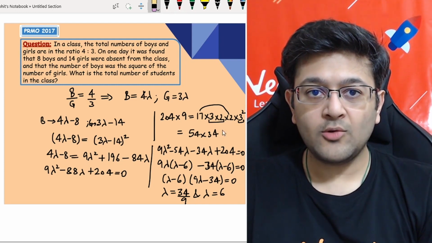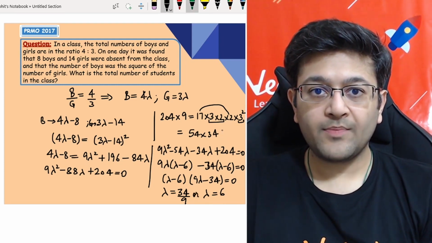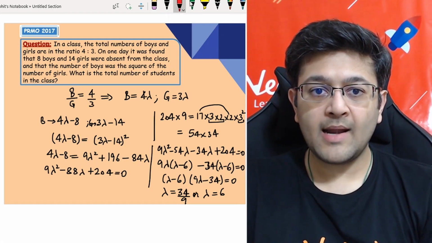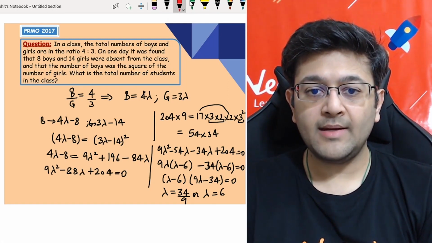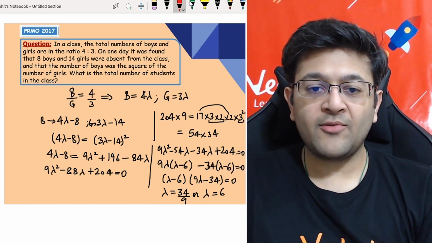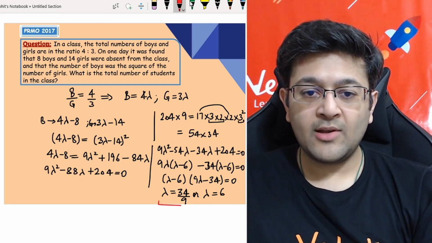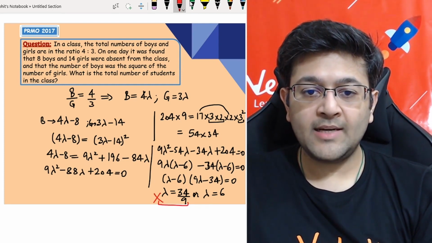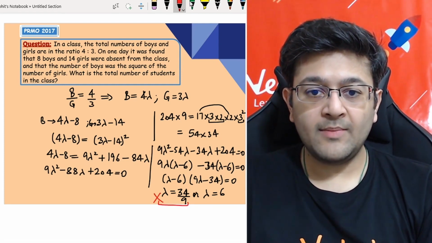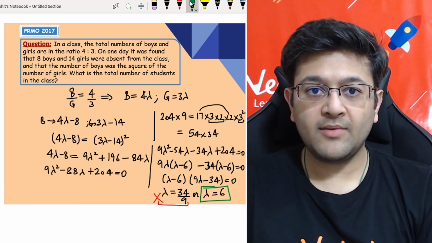It should be or. So the number of boys and girls are 4 lambda and 3 lambda, right? So if you are taking 34 by 9, the number of boys will become a fraction, right? Because 4 will not be cancelling with 9. So obviously this value of lambda will be rejected. So the correct value of lambda will be 6.